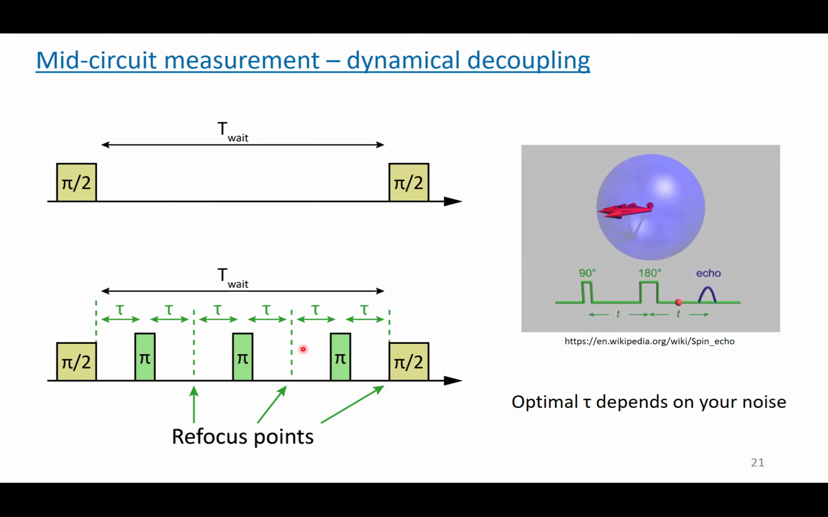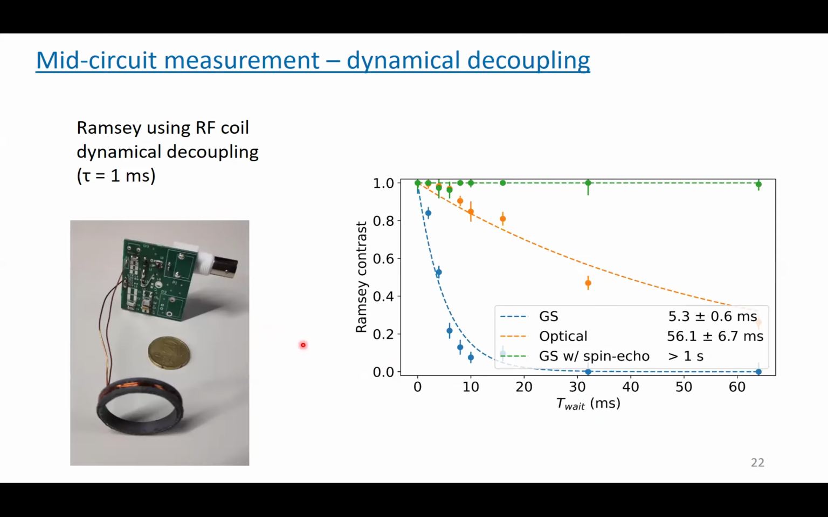if we do these pulses like every 1 millisecond, maybe even less frequently. So what we did, we took this smaller RF coil, which we inserted really close to our chamber, basically touching our viewport such that it can reach the whole ion chain. And here you can see the Ramsey contrast versus waiting time on the ground state qubit, which is really poor, on the optical qubit, which is better, and on the ground state qubit with spin echo with the dynamical decoupling sequence, which is basically perfect. So that's what we should go for.